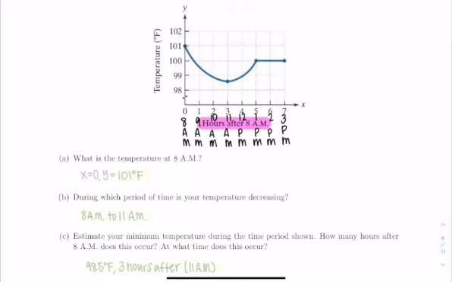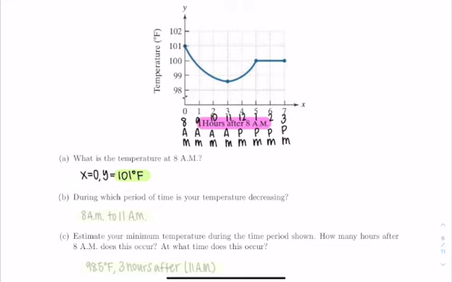So what is the temperature at 8 a.m.? I'm giving you x, and you need to tell me y. So x equals 0. What is the y value? Well, if you look on the graph, it's 101. And so your temperature would be 101 degrees Fahrenheit at 8 a.m.